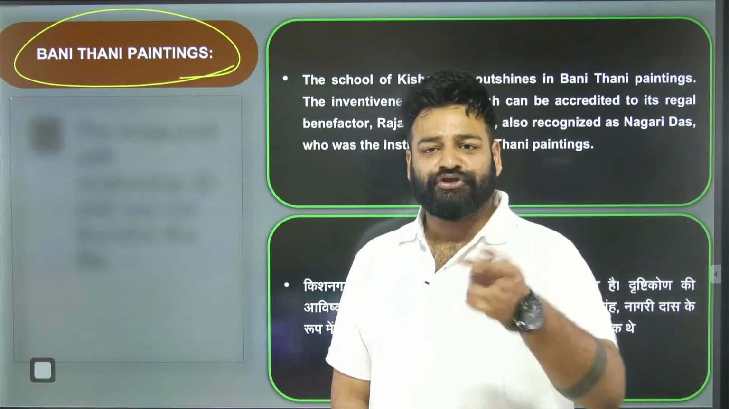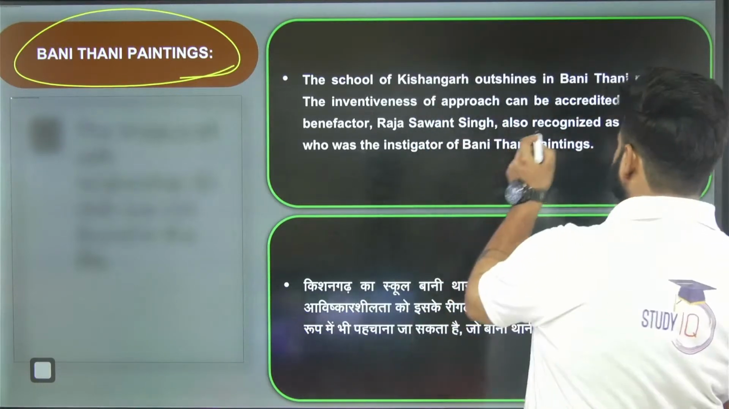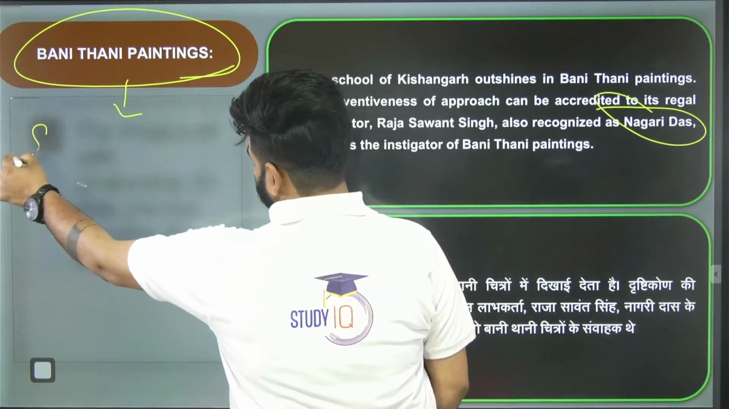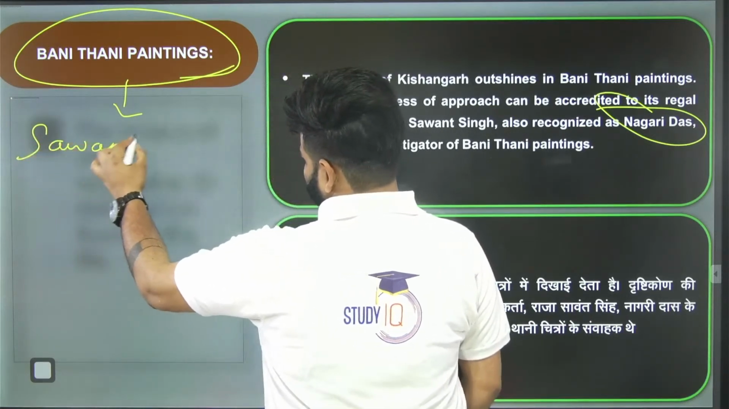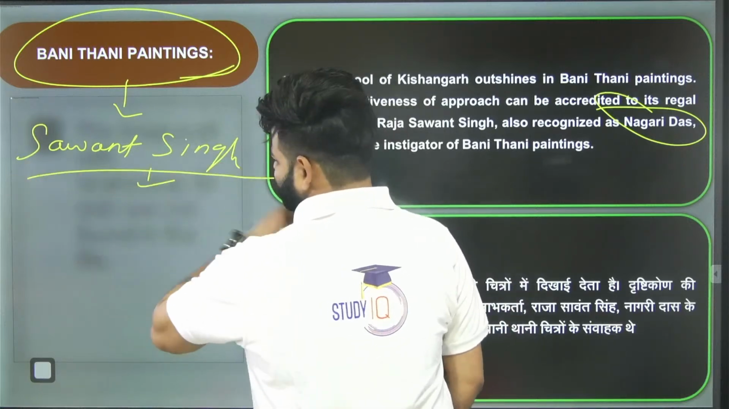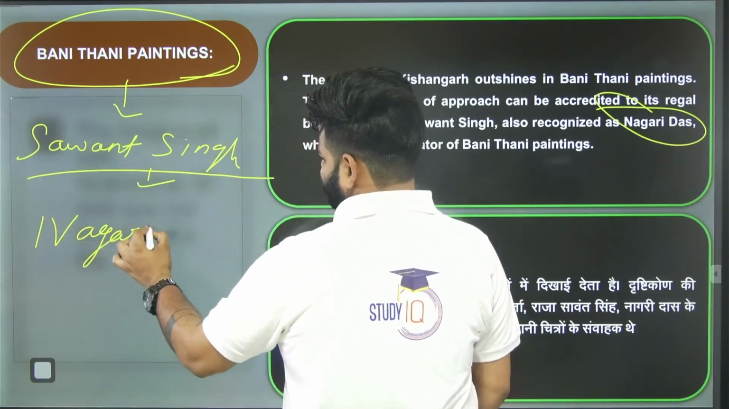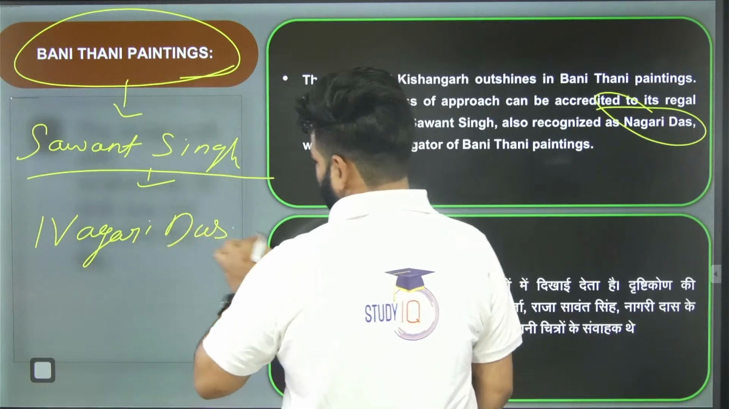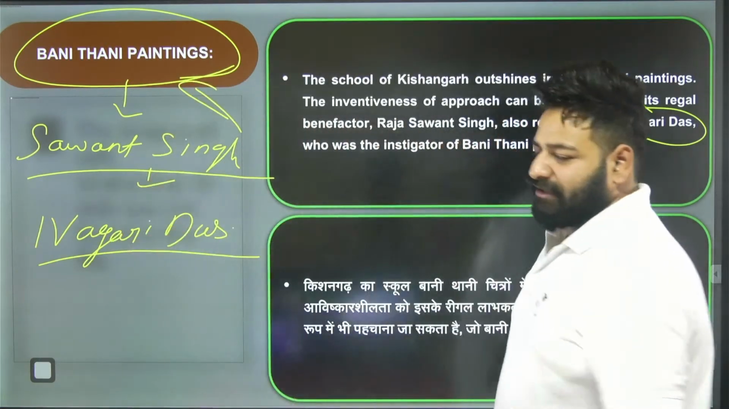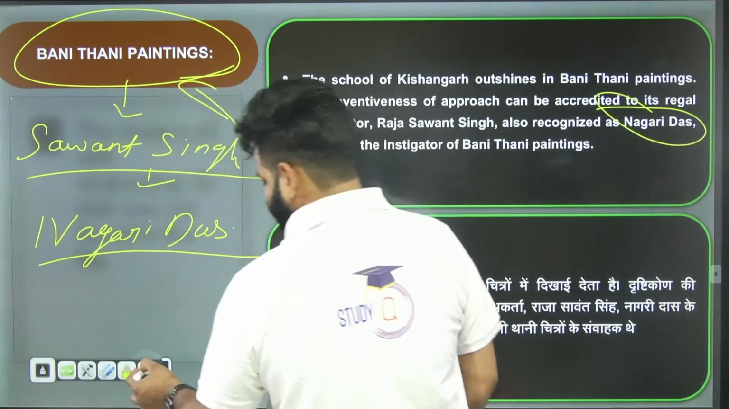Okay, so an offshoot of Kishangarh paintings, Raja Savant Singh, he is the same one, that is Raja Savant Singh. He is recognized in the name of what? In the name of Nagari Das. Okay, and he got what? He got the Bani Thani paintings, or school of Indian miniatures, right? Next.